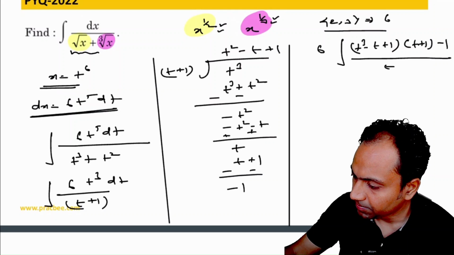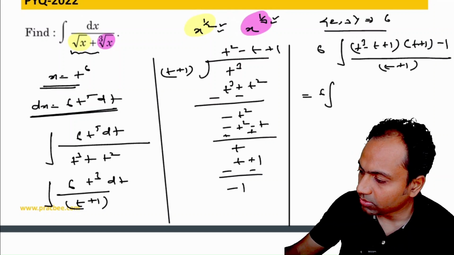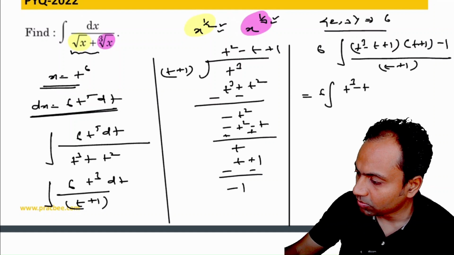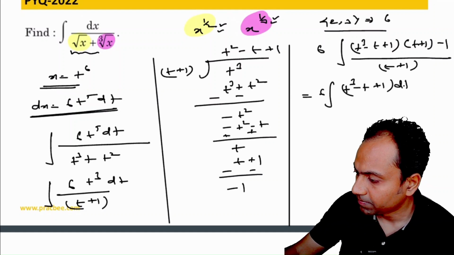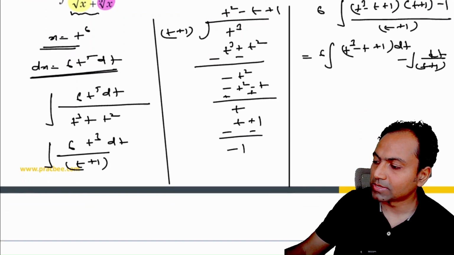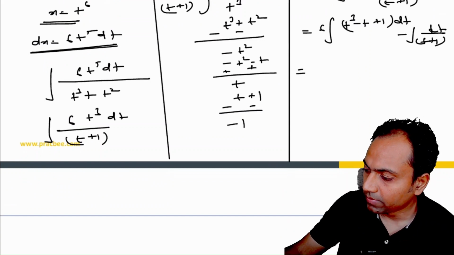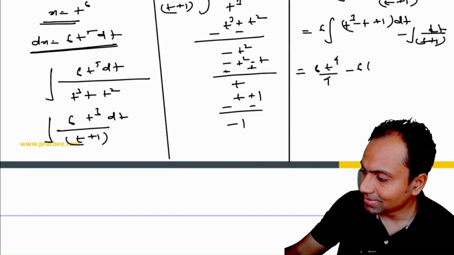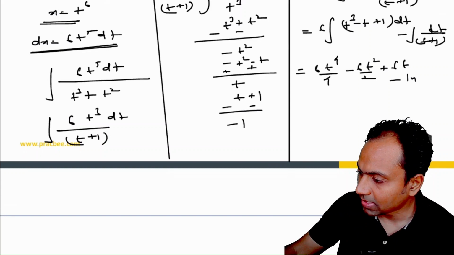by t plus 1. And if you do that, you can get two integrals. The first part becomes t cube minus t plus 1 dt, and the second becomes integration of 1 upon t plus 1 dt. Both the integrals can very easily be integrated, and if I do so, it becomes 6 times t raised to the power 4 by 4 minus 6 times t square by 2 plus 6t, and the second part becomes ln of mod t plus 1 plus c.